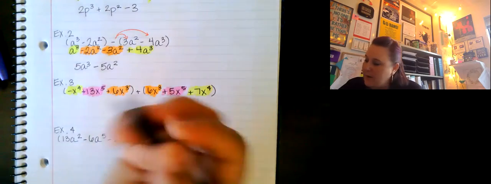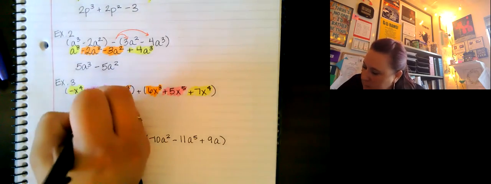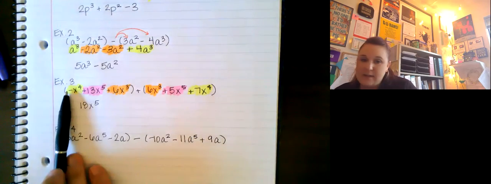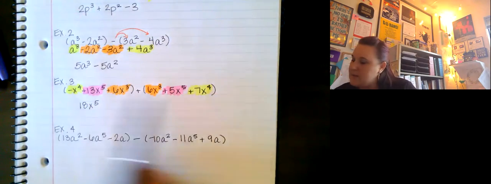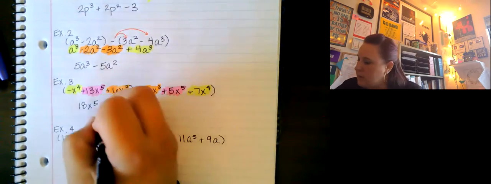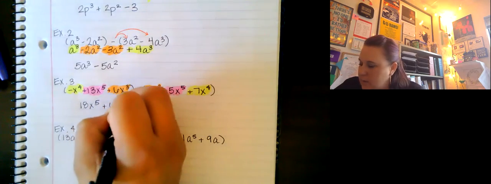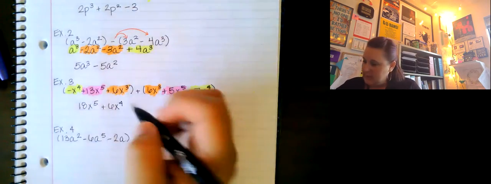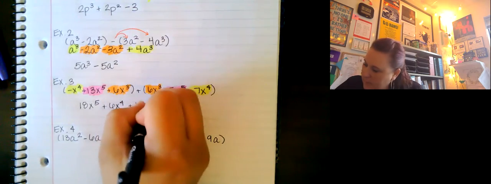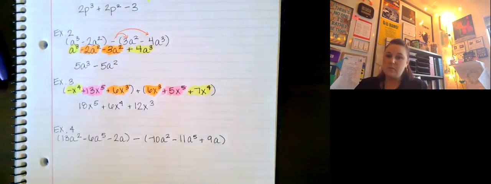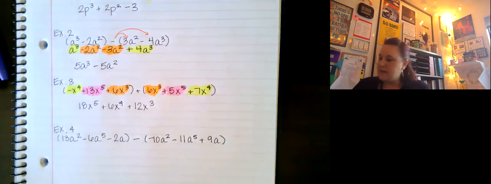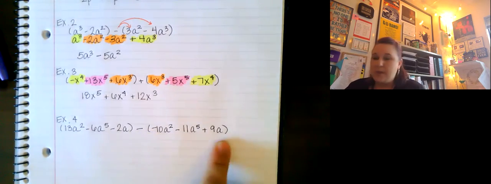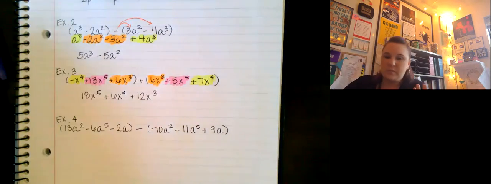So let's do that one first. 13 plus 5 is 18x to the 5th. My next highest exponent is 4, so I have 7x to the 4th, and then I have a negative x to the 4th, so that would be a 6x to the 4th. And then my last one is my x to the 3rd, which is 12x to the 3rd. Ta-da! All right, last one. One more subtraction with more terms, not bigger.